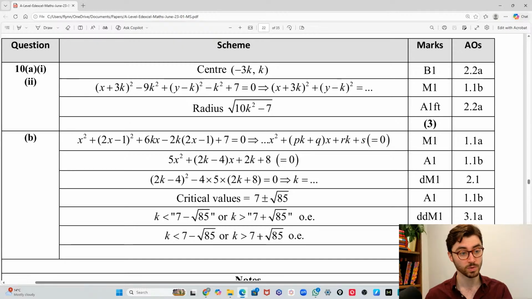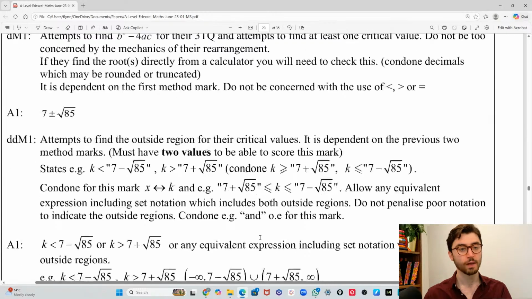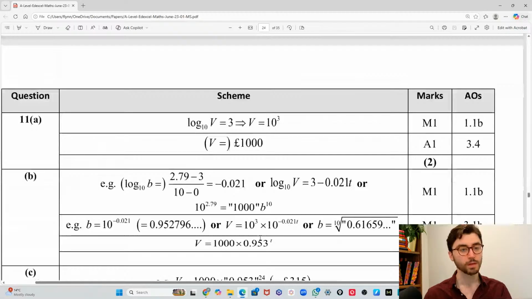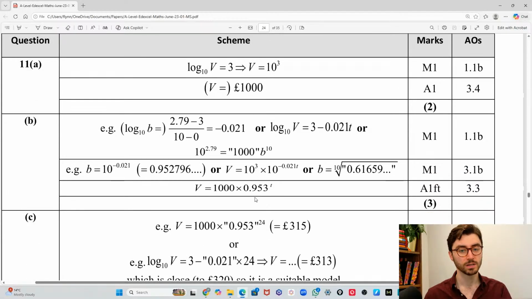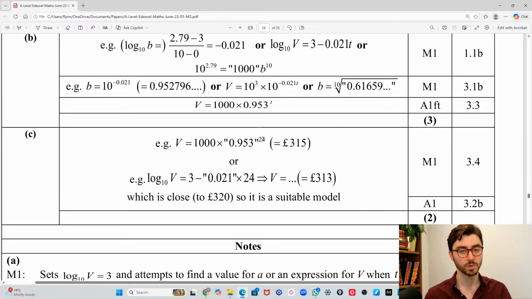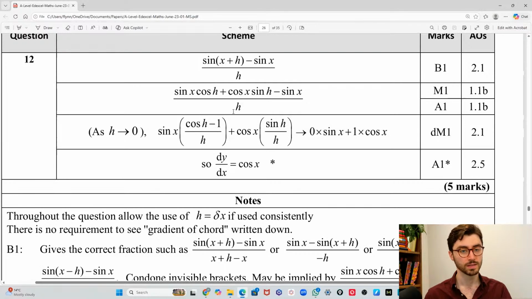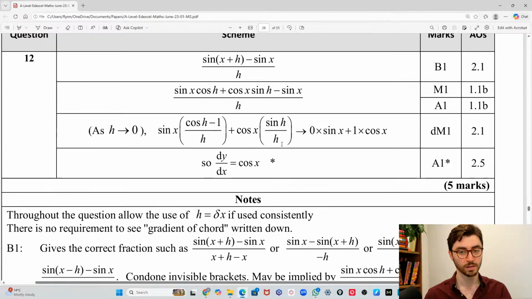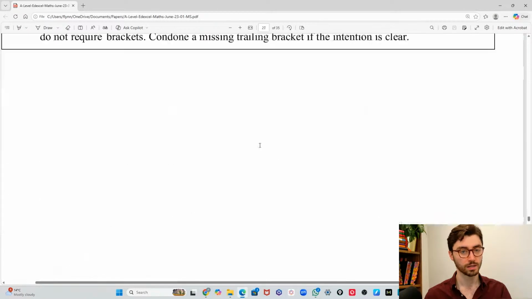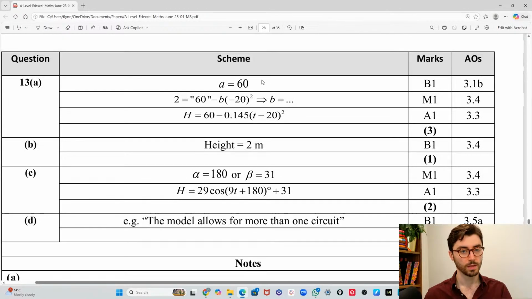7 plus or minus root 85. 11,000, 0.953 to the T. Yep, 24,315 pounds is close to 320. Great, got that. This, I just sort of did it, which was great. Nailed it. This, 60 minus 0.15. Yep, that's exactly what I got.